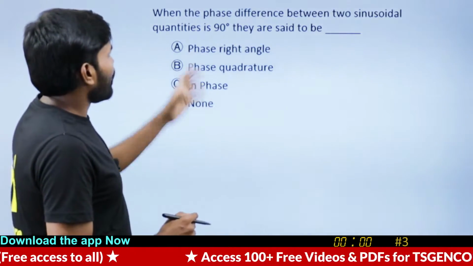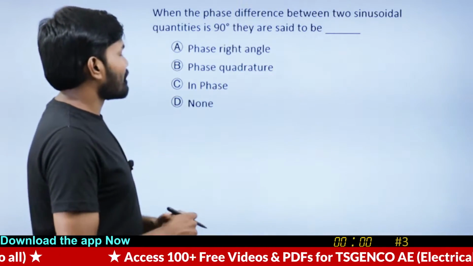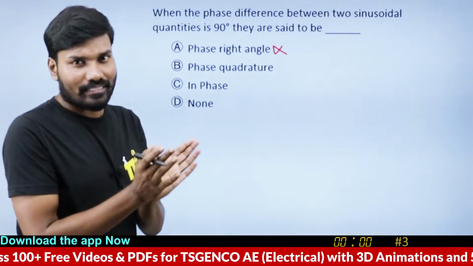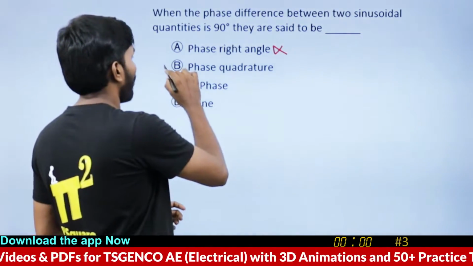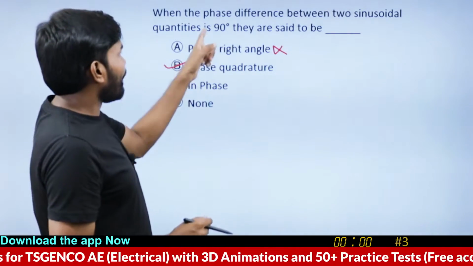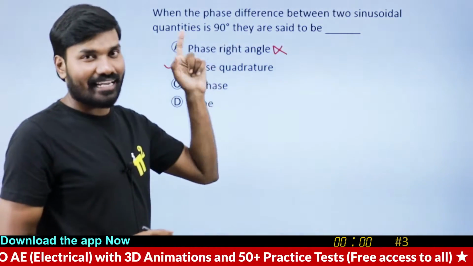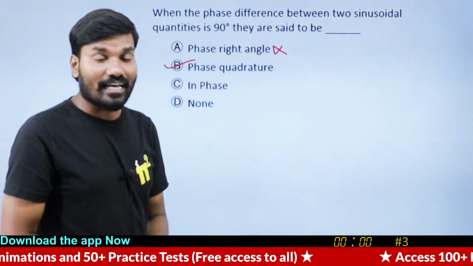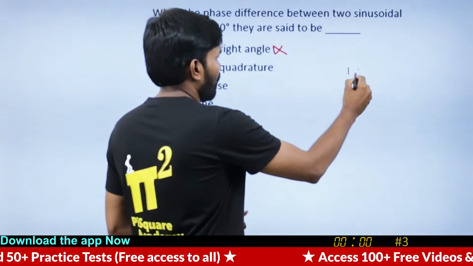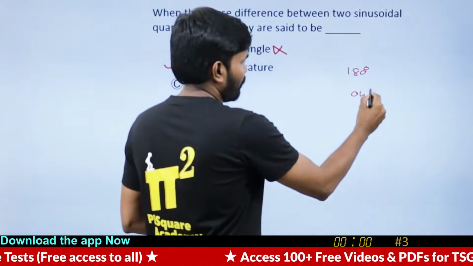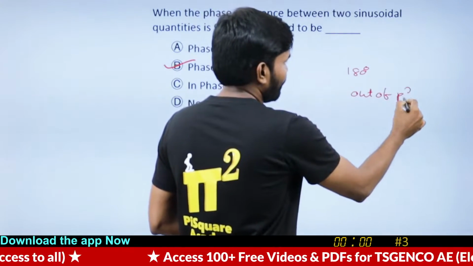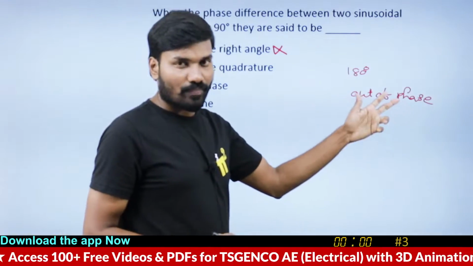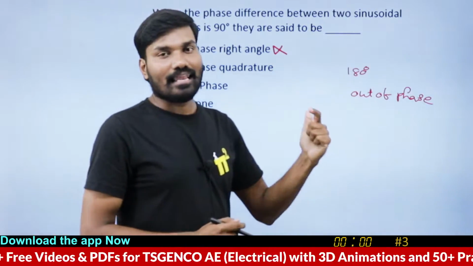So when you have two phasors which are 90 degrees apart, you will not say right angle to each other. We'll say they're in phase quadrature. If the angle difference is 0 degrees, we would call it in phase. If the angle difference is 180 degrees, we'd call it out of phase. So there are basically three terms: quadrature, in phase, out of phase, and then leading, lagging.